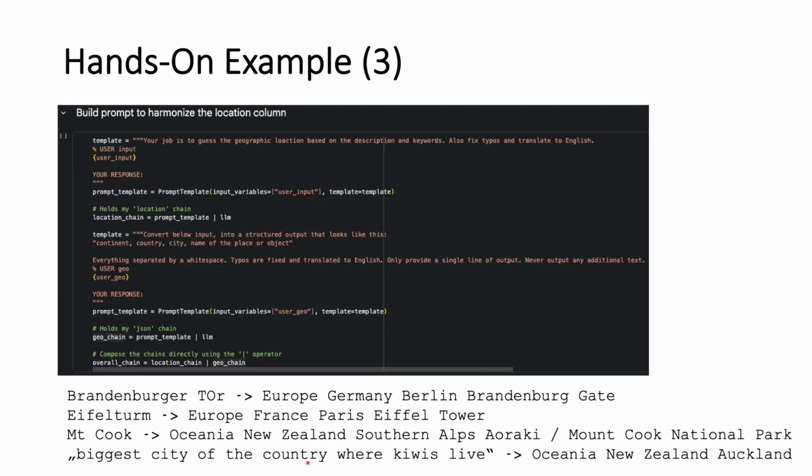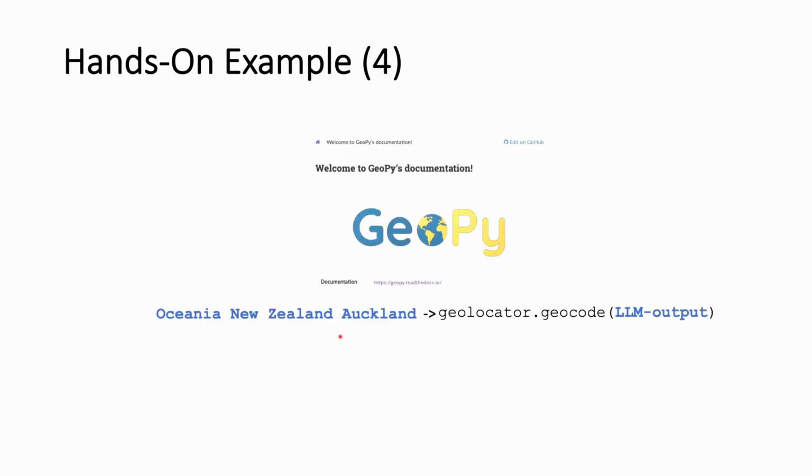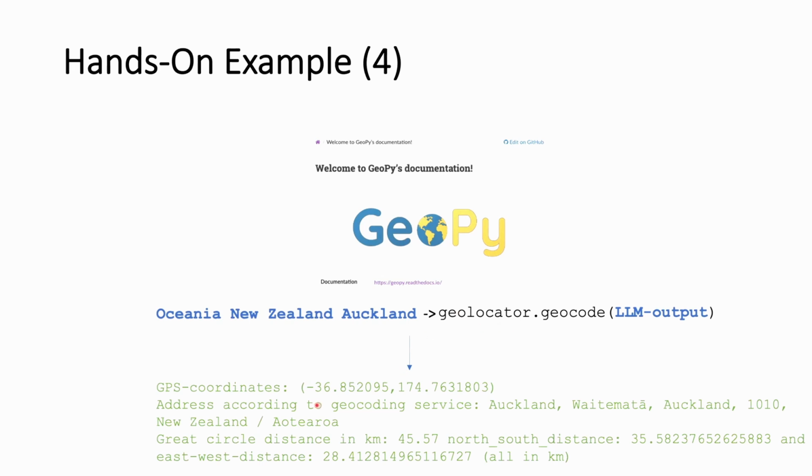It can even be more obscure in a sense that the location is more a description of a place. Biggest city of the country where Kiwis live. LLMs actually can do the reasoning and then still translate or harmonize the description into New Zealand, Auckland. With this more clean version of the place description, we can then go to GeoPy and basically get back more specific information like GPS coordinates, size, width and height, or east-west distance, north-south distance of a place. And that's really something that we can now use for creating figures or maps or for statistics.